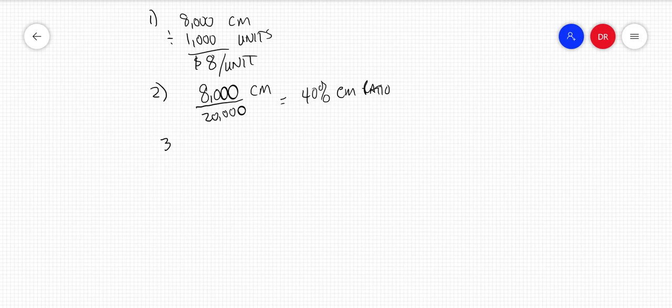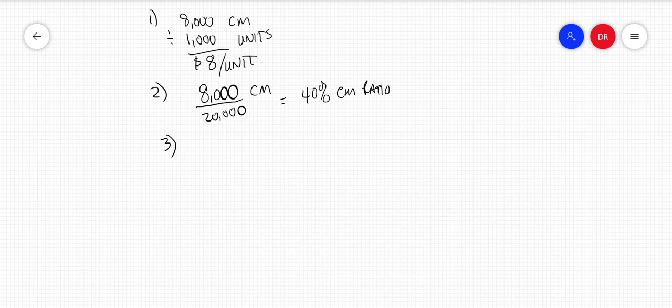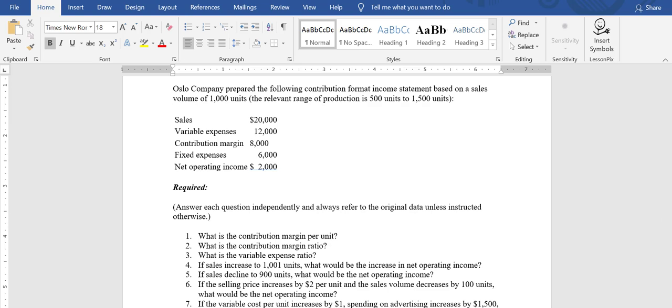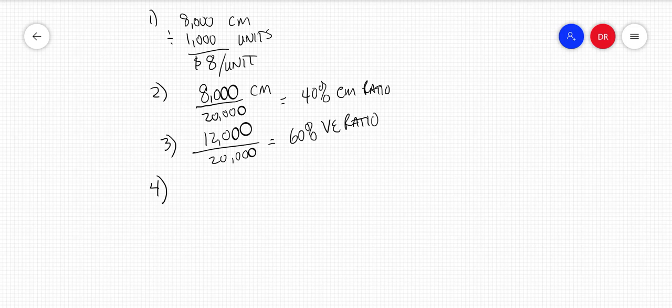Okay, number 3 is what is the variable expense ratio? Well, the variable expense is 12,000. So what we want to do with that is say 12,000 divided by 20,000. That'll give us a 60% variable expense ratio. Now keep in mind that these two ratios are complementary. That is, once you figure one, you can just subtract from 100% and get the other. All right? Okay, let's take a look at number 4 here.